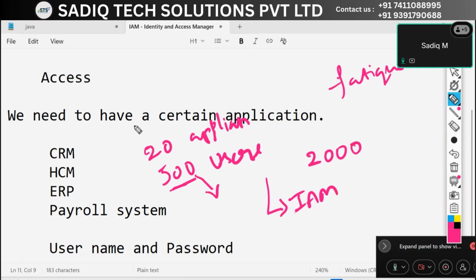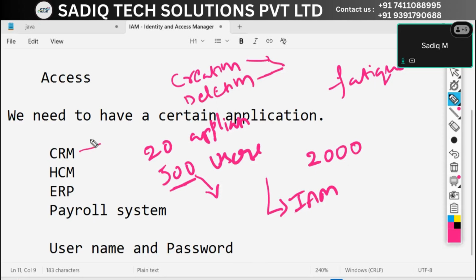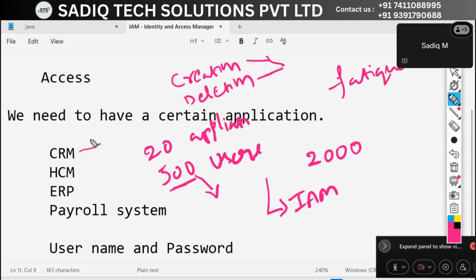User provisioning means user creation. User deprovisioning means user removal, account removal or deletion. This task became very hectic because access is maintained at the application level. They used to store the username and password in the database of that application. Now, in 2000, they came up with a solution called Identity and Access Management.